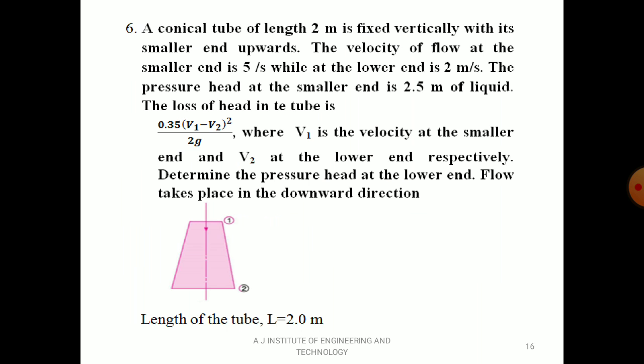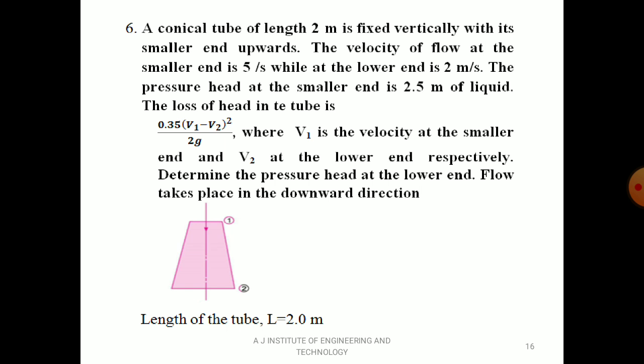So here the smaller end is upwards, so the small cross section should be upwards, and the pipe is vertical. You have to keep the pipe vertical, a tapered pipe with the smaller end upwards and the bigger or larger end downwards. So you can see the diagram like that. The flow is taking place in the downward direction, from section 1 to section 2. You can see the arrow mark in the diagram.